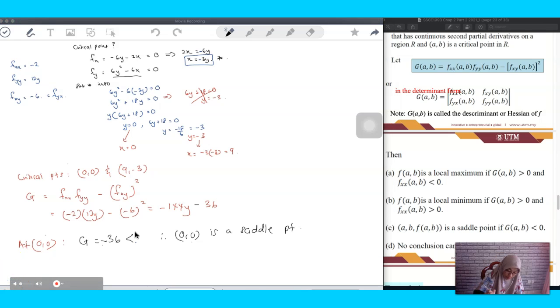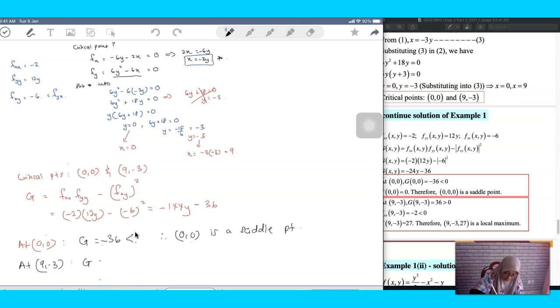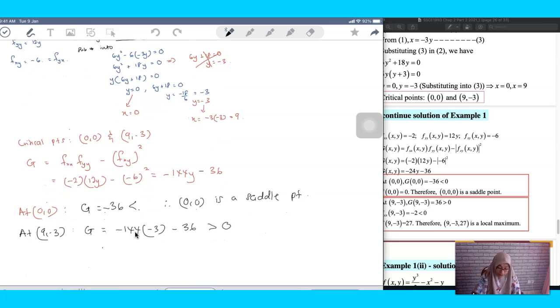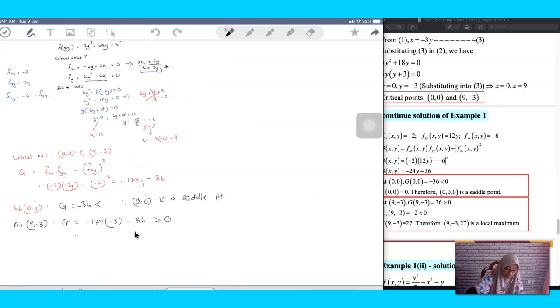So next, at the second point, (9, -3), what is your g about? We substitute the value of y equals minus 3, so minus 24 times minus 3 minus 36, and the answer will be positive. So it can be max or min, and you have to look at your fxx. Your fxx is always negative, just coincidence, okay? It can be in terms of y or in terms of x. So this is negative.